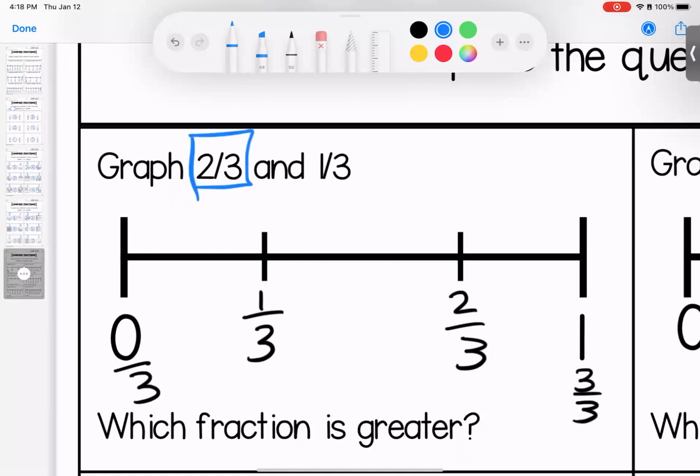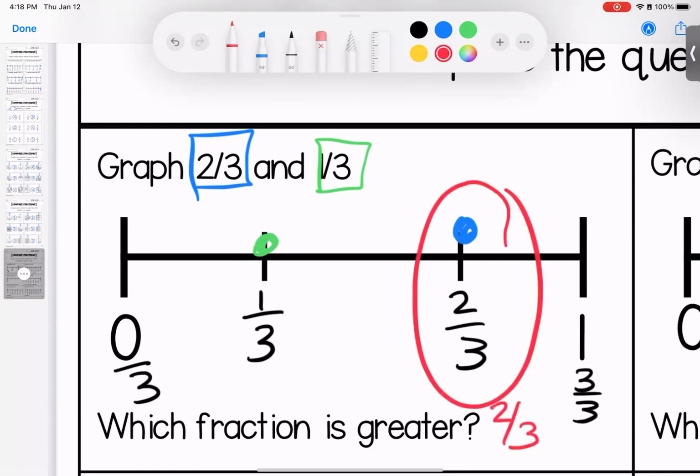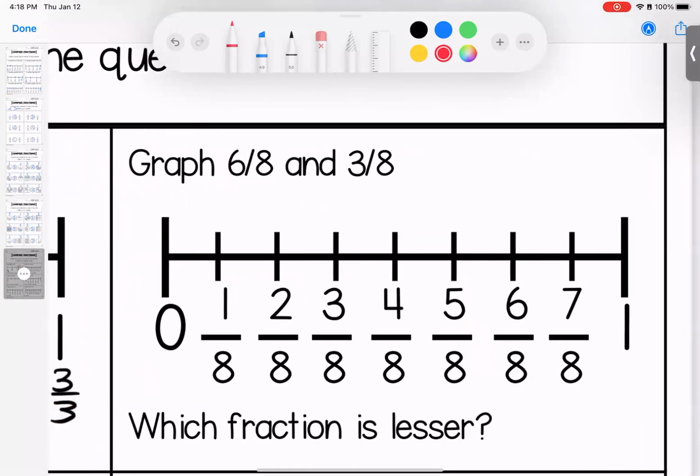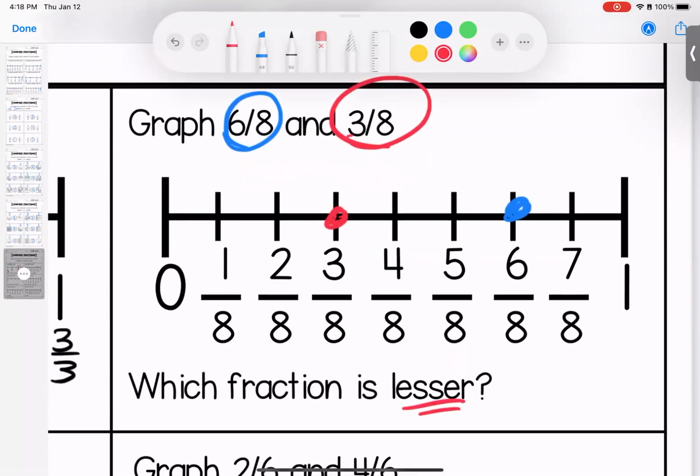I'm going to make 2/3 blue. I'm going to make 1/3 green. Which fraction is greater? 2/3 is greater. It's closer to 1, so it's the larger fraction. Right, I have 6/8. I'm going to make that blue. And 3/8, I'm going to make that red. Which fraction is lesser or smaller? 3/8 is smaller. It's closer to 0.